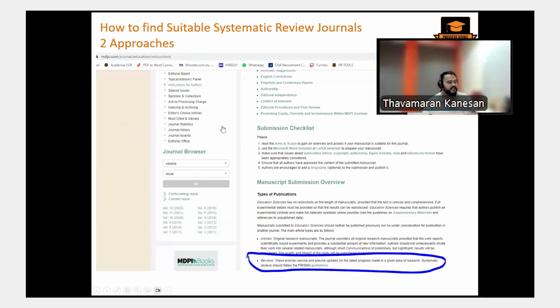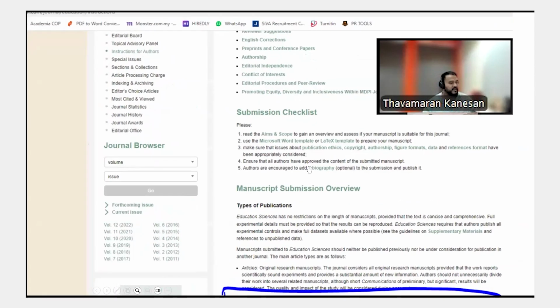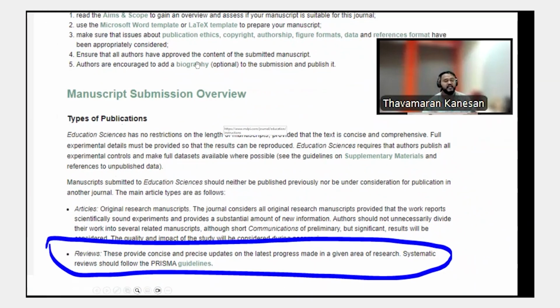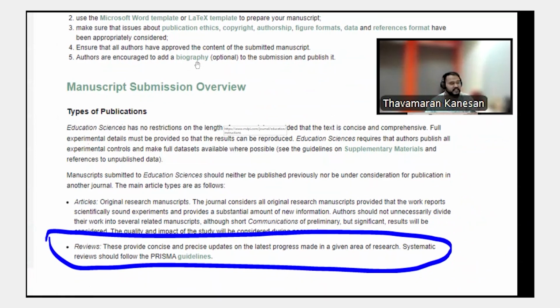So for example, this is a journal from MDPI. I'm not encouraging you to submit to MDPI. I'm just showing an example of how a journal will normally state the requirements. Here the journal clearly stated articles, original research manuscripts. That means your empirical paper with data.